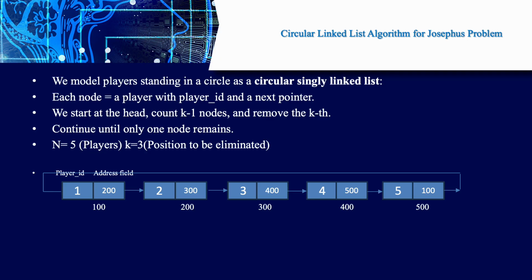That means you start from 1 and count up to 3: 1, 2, 3. Remove the third person first. Again you start from 4 and count 3: 4, 5, 1, and eliminate 1. Again you start from 2. Already 3 was eliminated, so you continue accordingly. In the end, as we discussed earlier, the survivor is 4.